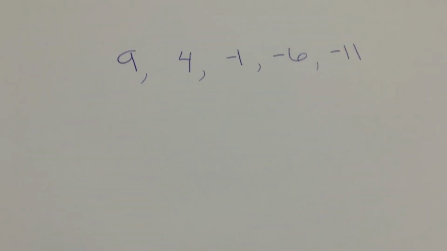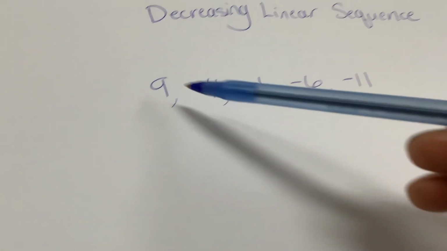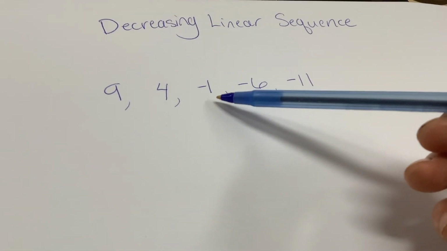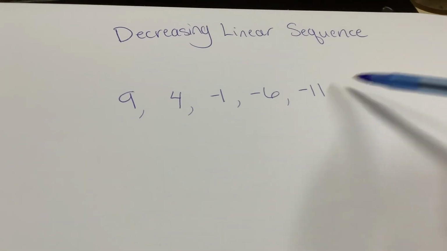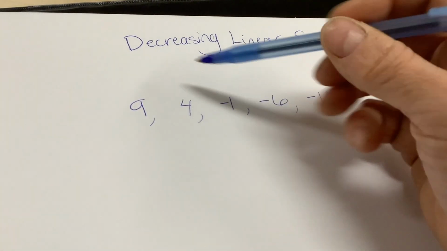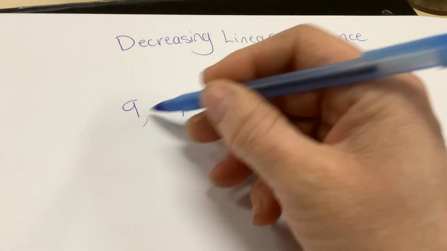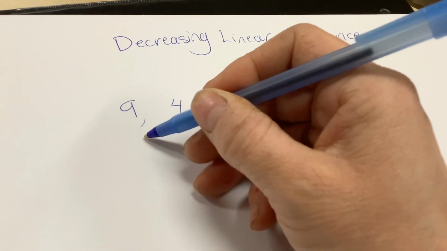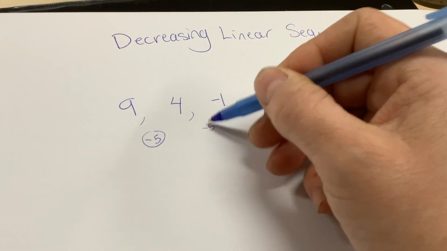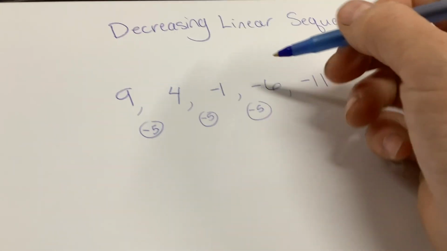I wanted to go over with you a way to find a pattern rule for a decreasing linear sequence. So I have in front of me a pattern that's decreasing. It goes down 9, 4, negative 1, negative 6, negative 11. So we want to identify what they're going down by each time. And as we can see, 9 take away 4 is 5, so it's going down by 5 each time. I'm going to do that 3 times just to make sure it's linear.